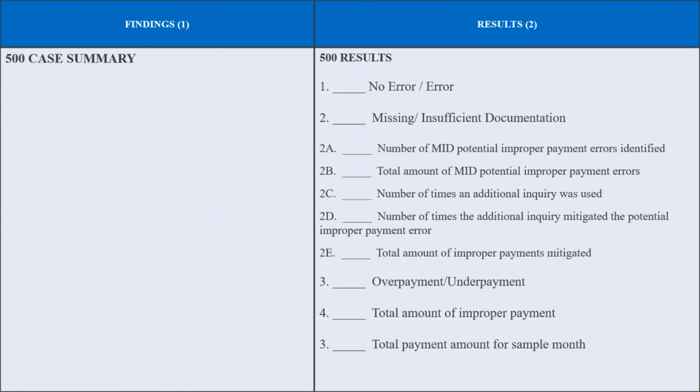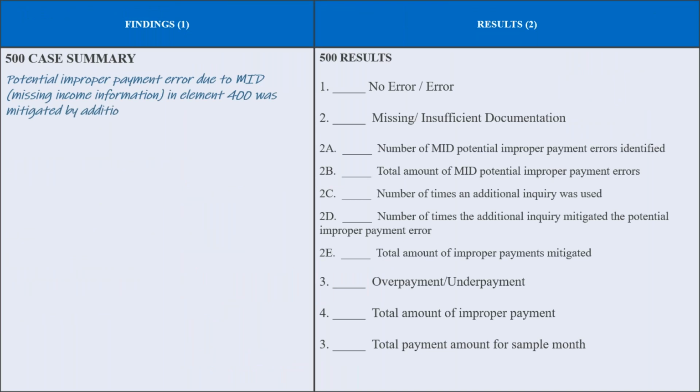Right, moving on to the case summary. So in our findings column, I've summarized what was found in this case. There was a potential improper payment error due to that missing income information in 400, but it was mitigated by the additional inquiry, and there were no errors in any other element.